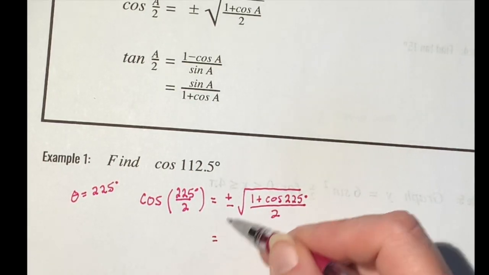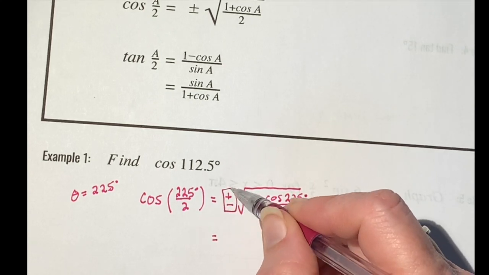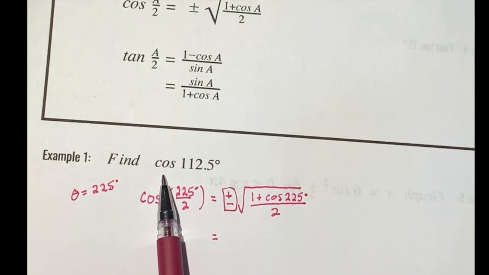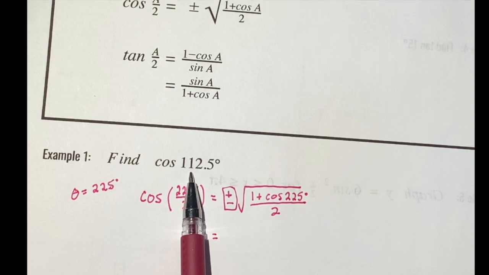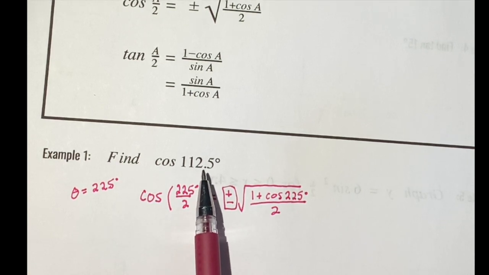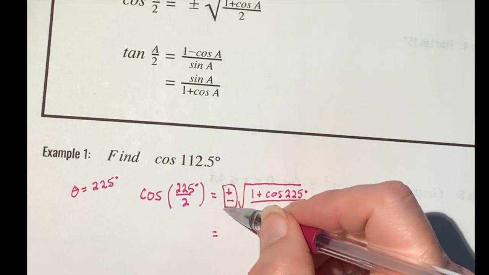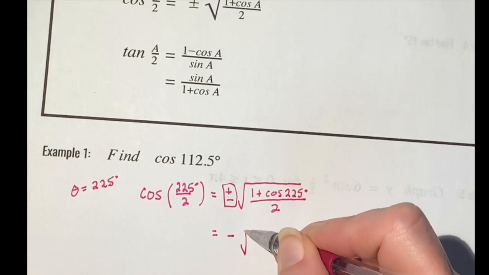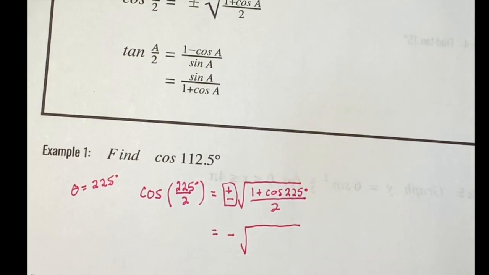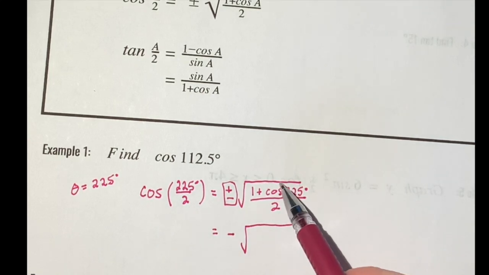Now as far as the plus or minus, let me box that in right now. This angle is 112.5 degrees. That angle lies in quadrant 2. Cosine in quadrant 2 is negative, so I know which one to use for this. All right, and then from there, this is just simply a matter of doing this little calculation.